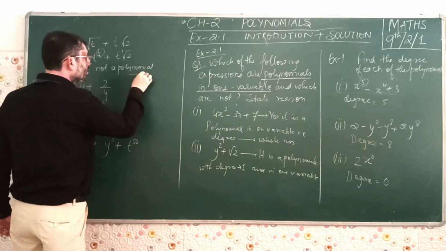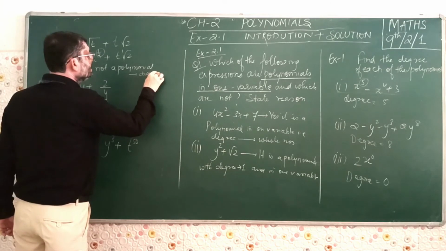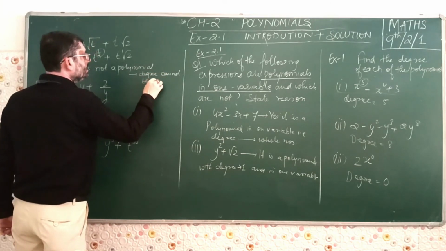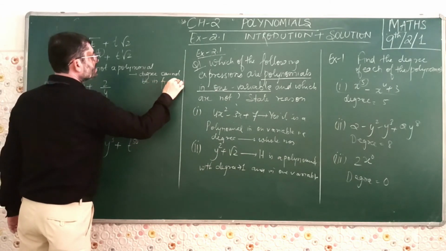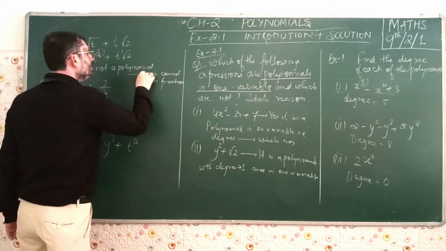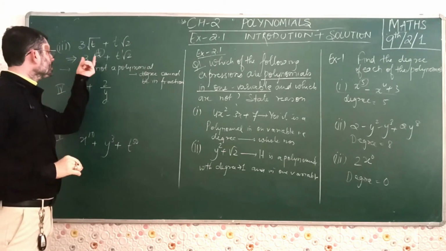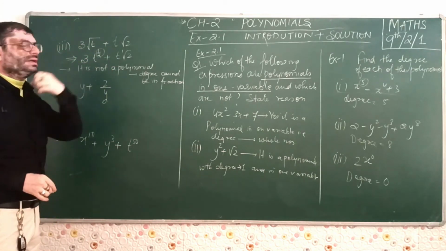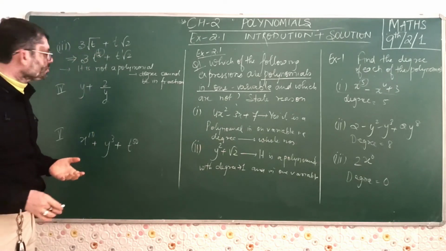Why is it not a polynomial? Because degree cannot be a fraction. The degree should always be a whole number. Now this is not a whole number, so this is not a polynomial. When it is not a polynomial, we don't have to check whether it is in one variable or two variables.